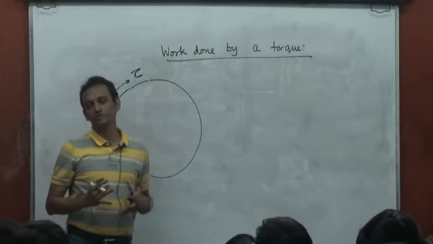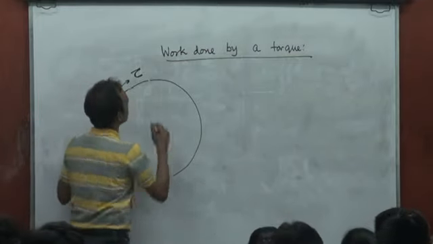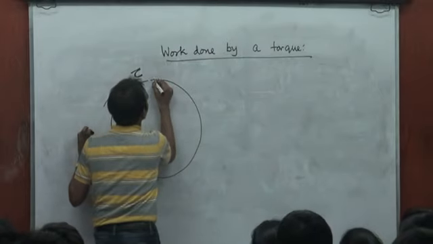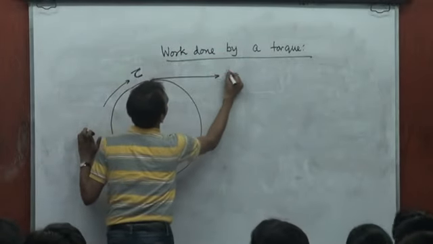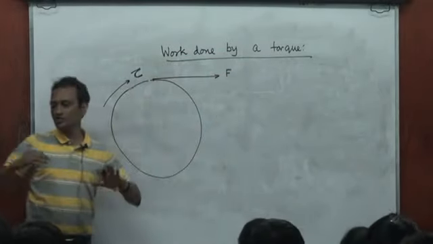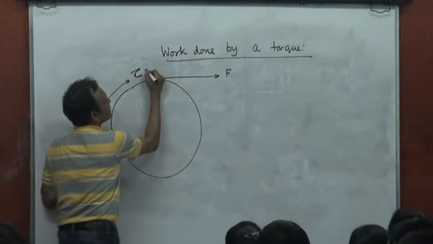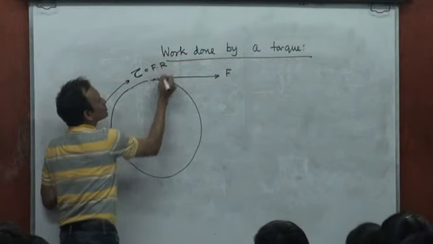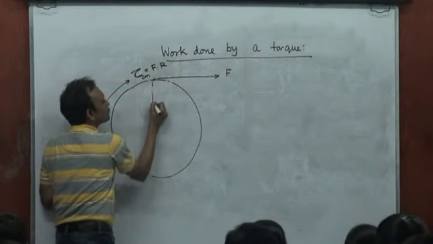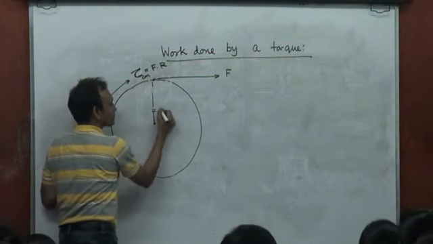And this torque could have been produced in many ways. For example, this torque tau could have been produced by a force F acting like this, so that this torque about the center of mass would be F into R.